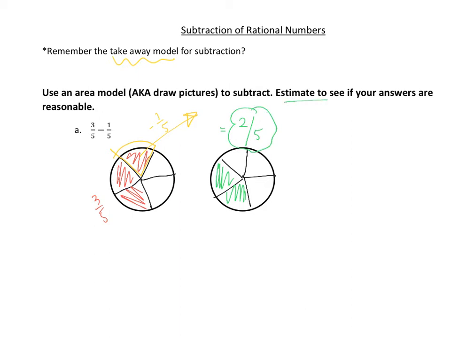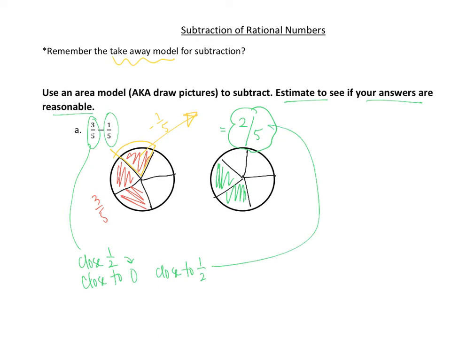Now, I said to estimate to see if your answers seem reasonable. So if we are going to estimate that, just kind of check. 3/5 is kind of close to a half, and then 1/5 is close to 0. So if you're going to subtract those, you're going to get something close to a half, which 2/5 is, like we talked about last time. 2.5 over 5 would be exactly halfway, so it's pretty close. So my answer seems reasonable.